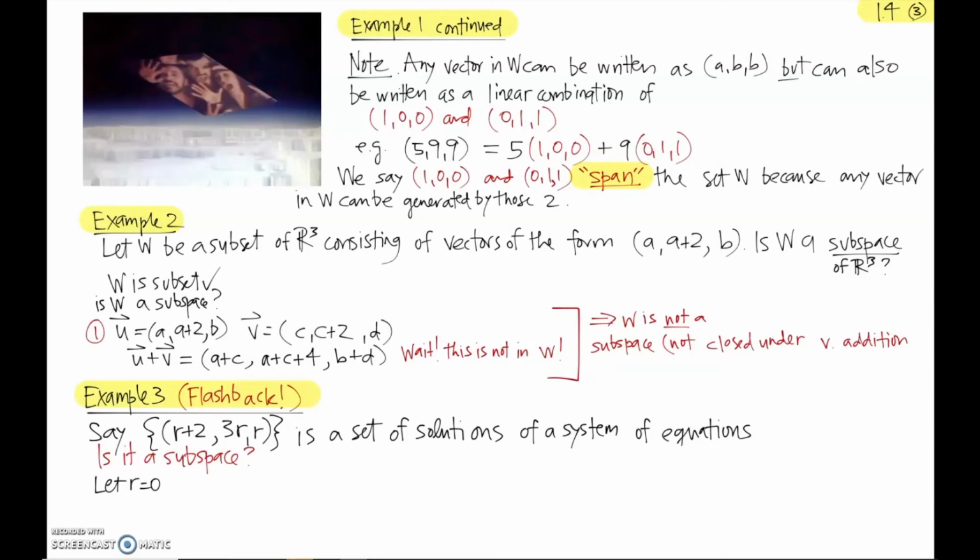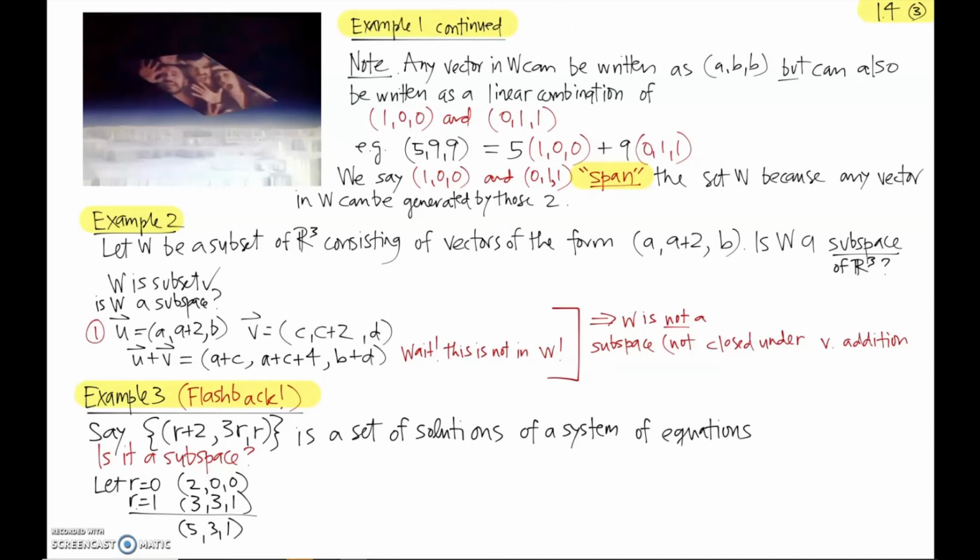So let's let r equals 0, and so that would generate the vector 2, 0, 0. If we said that r was equal to 1, just from this pattern, we would get the vector 3, 3, 1. And then I'm just going to add these two vectors together and see if it's a vector that follows that pattern. And when we add them together, we get the vector 5, 3, 1.